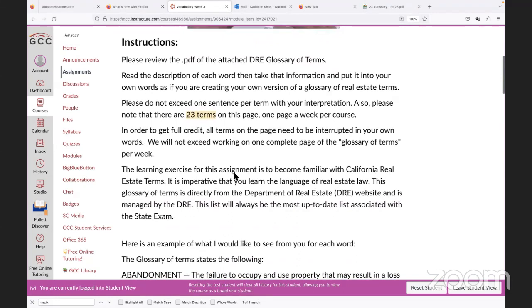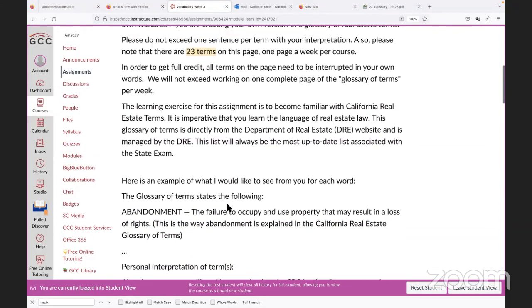The learning exercise for this assignment is to become familiar with the California Department of Real Estate terms. It is imperative that you learn the language of the real estate law, that the glossary of terms is directly from the Department of Real Estate website and is managed by the DRE. This list will always be the most up-to-date list associated with the state exam. Okay, those are the instructions.